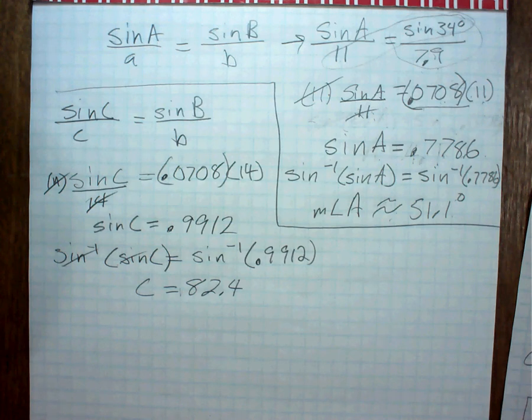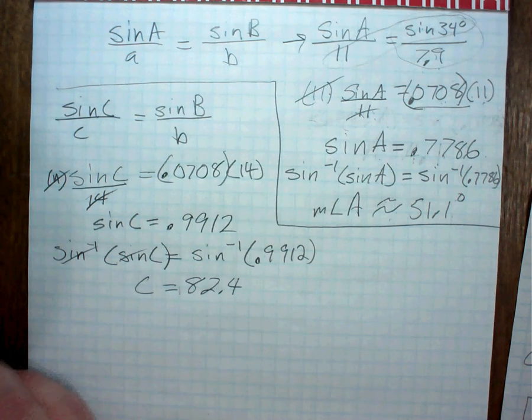Hold on, guys. I'm just double checking all my math here. Sine of 34 over 7.9 times 14.910. Well, I think because we did some rounding, that's why we're a little bit off.